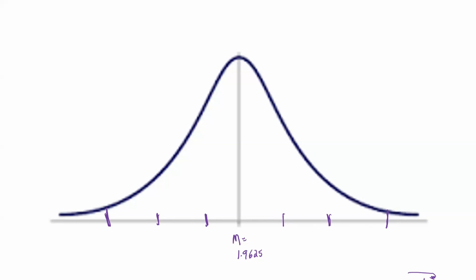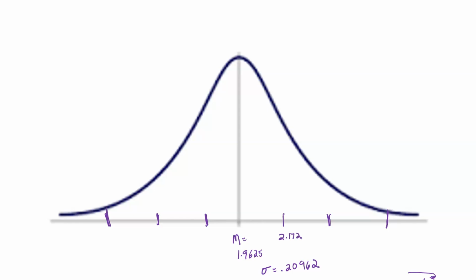So if I know that my mean is 1.9625 and that my standard deviation is 0.20962, I can then make the conclusion that one standard deviation away from the mean is 1.9625 plus 0.20962, which equals 2.172.